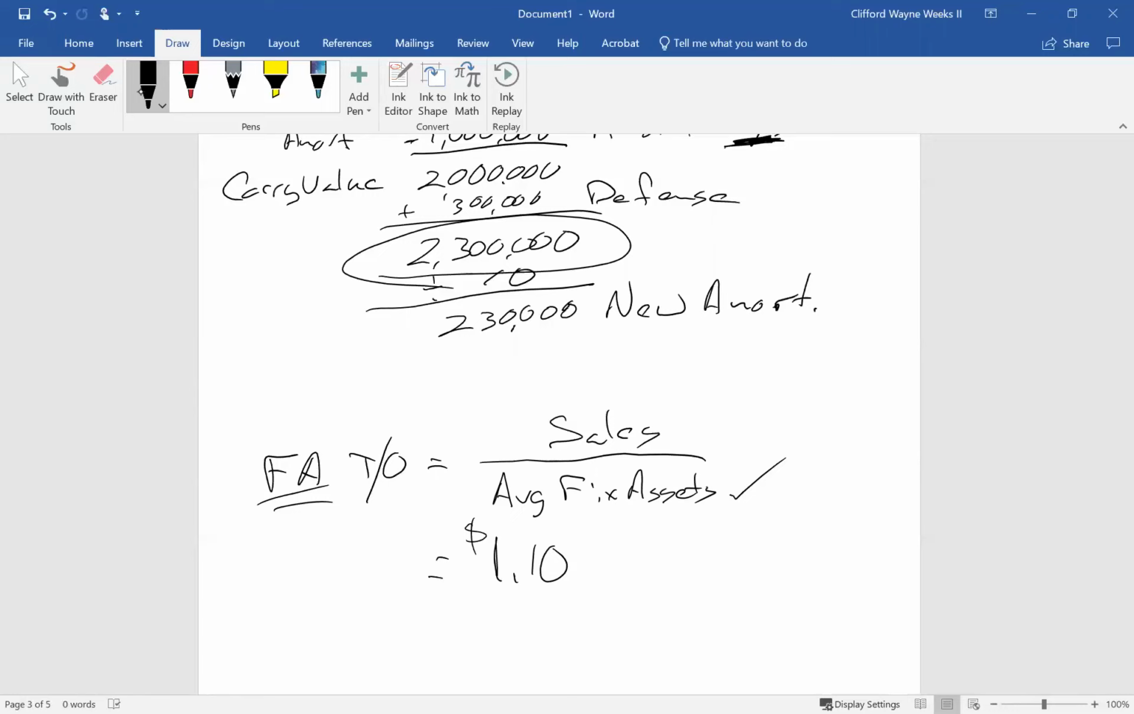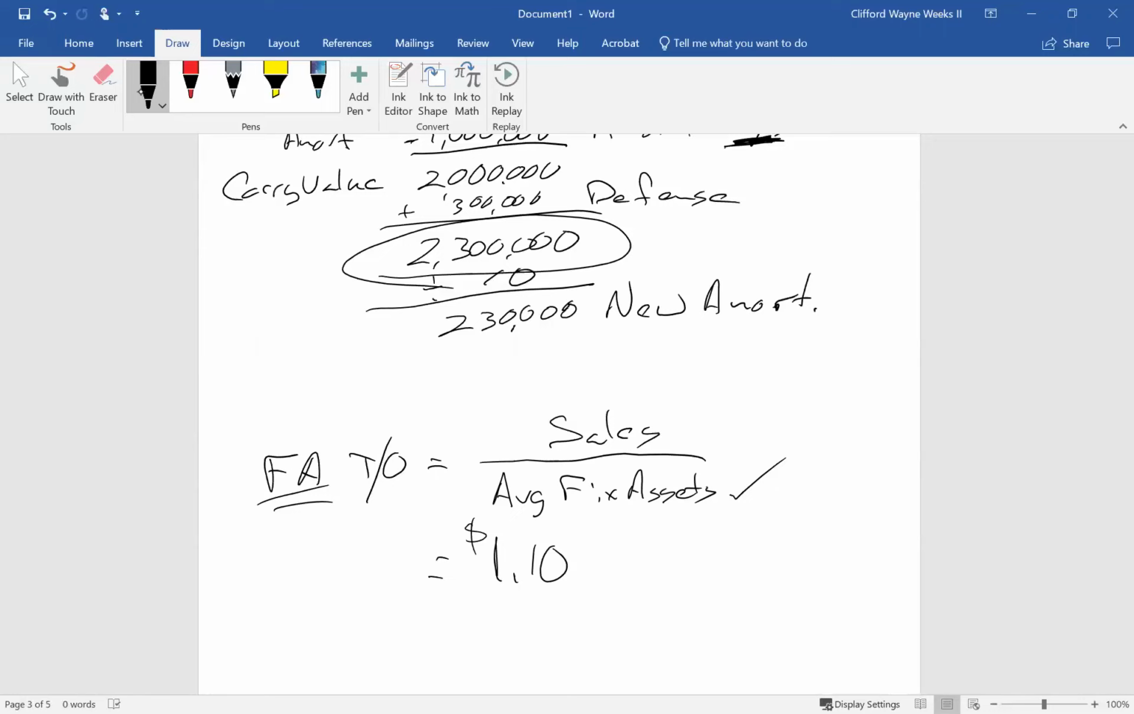And so if you look at the end of the textbook, my textbook page is 512, you can see that McDonald's is 1.1, whereas Sonic, a direct competitor, is 1.4. So what does that mean? Well, that means that for every dollar in fixed assets that Sonic has, they're able to generate $1.40 in sales. That's better, isn't it? It's better than McDonald's. Wendy's is 1.5. Jack in the Box is 2.1.